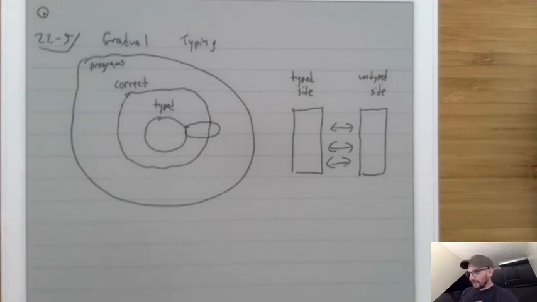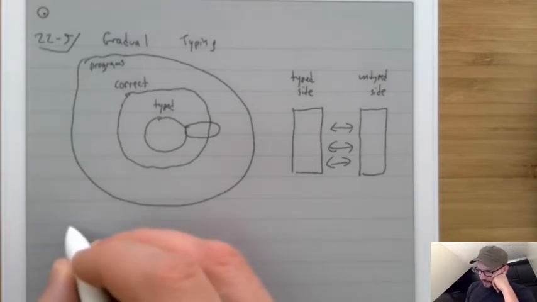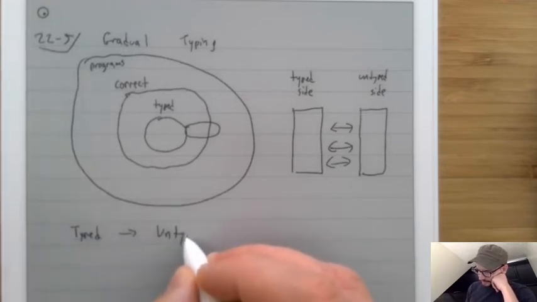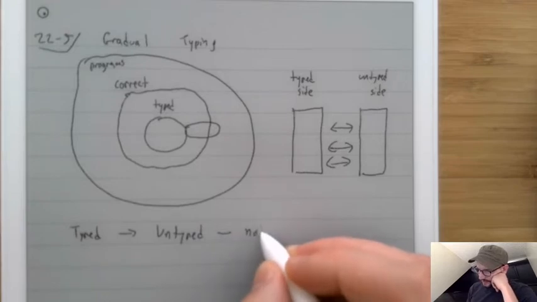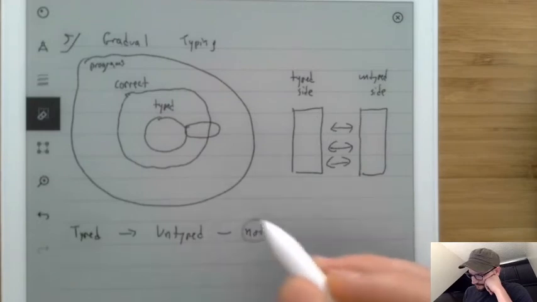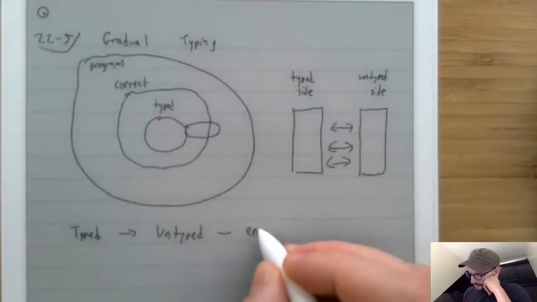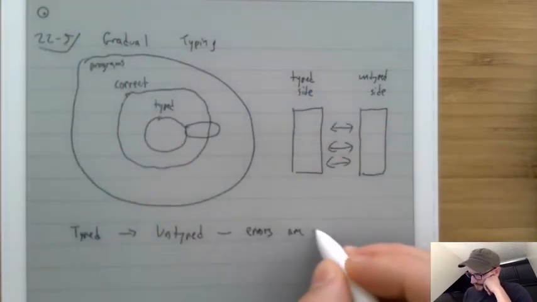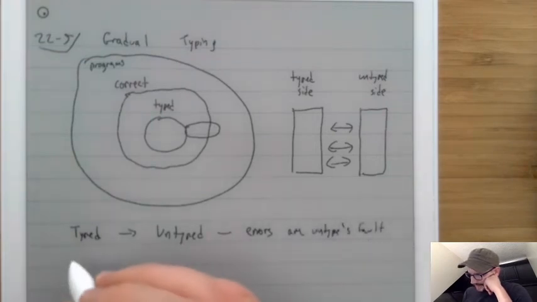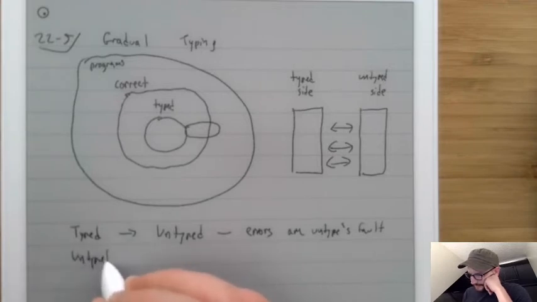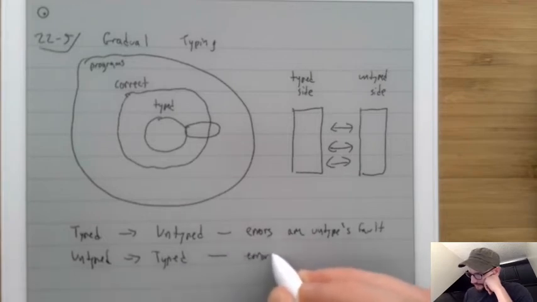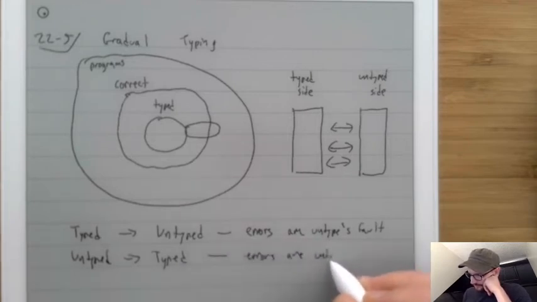Okay, and what gradual typing says is that every time the typed side sends a message to the untyped side, if there's an error, we'll say that errors are untyped's fault. And if the untyped side sends a message to the typed side, then again, errors are the untyped's fault.